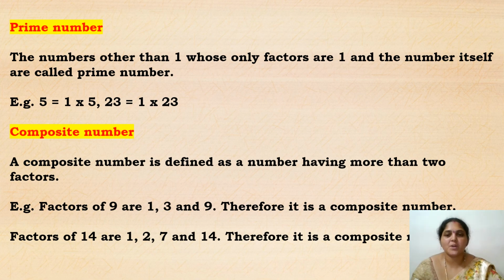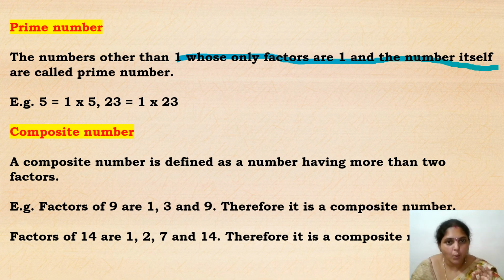Now first we are going to see what are prime numbers. The numbers more than 1 whose only factors are 1 and the number itself are called prime numbers. The number which is having only 2 factors. Suppose I have taken the number 5, and 5 is divisible only by 2 numbers. What are those numbers? 1 and the number itself. Such type of numbers are known as prime numbers.